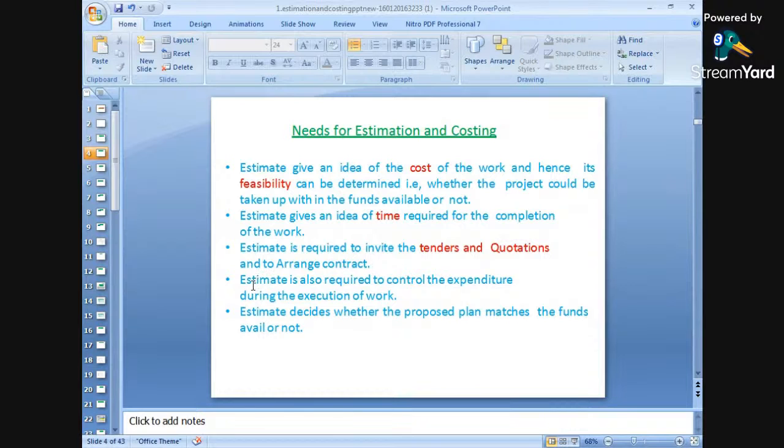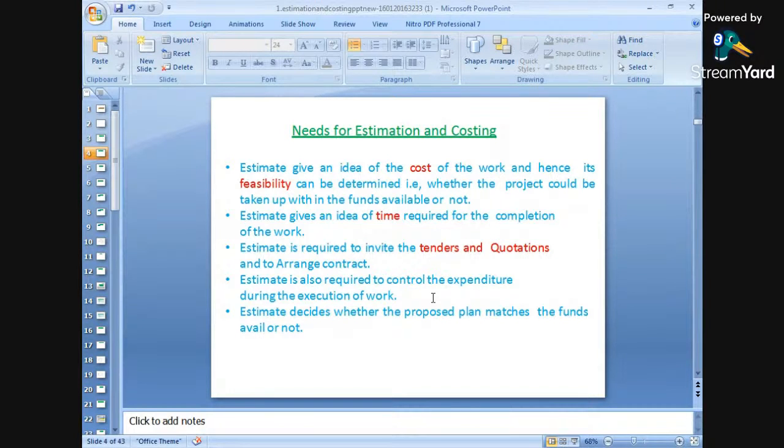Number four is that the estimate is also required to control the expenditure during the execution of work. That means finally we are preparing the total amount required for a particular type of work. So at some stage this estimation is also required to control the expenditures during the execution of work. Next, the estimate decides whether the proposed plan matches the funds available or not.